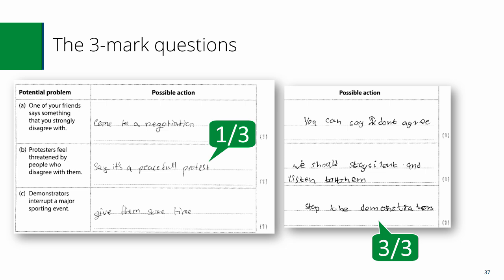And the demonstrators interrupt the sporting event, give them time. This again is unclear. Who is the them? Who's the noun? And we're not sure who's being given time. Is it the demonstrators? Perhaps it is, but it just wasn't quite clear enough. So overall, this gained 1 out of 3 marks.